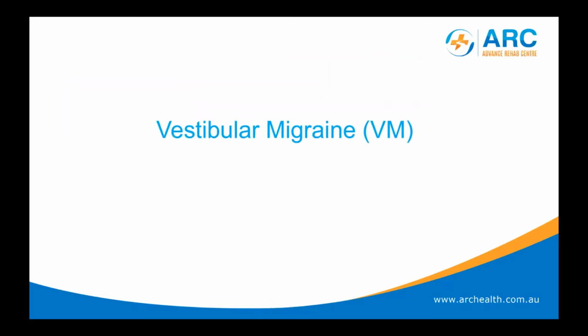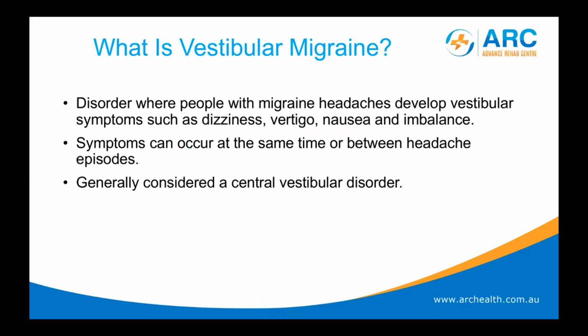So what I'm going to do now is just talk a little bit about vestibular migraine, because I know a lot of you are very interested in this. So what is a vestibular migraine? Well, essentially it's a disorder where people with migraine headaches develop vestibular symptoms such as dizziness, vertigo, nausea, and imbalance. Now, symptoms can occur at the same time or between headache episodes. So you don't have to have a headache at the same time as your vestibular symptoms to be diagnosed with vestibular migraine. And it's generally considered a central disorder, which means it's more driven by the brain as opposed to the inner ear.